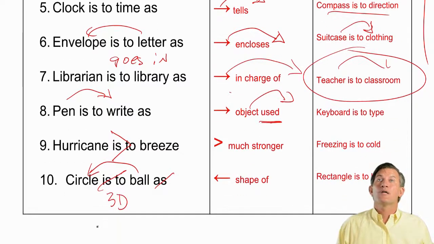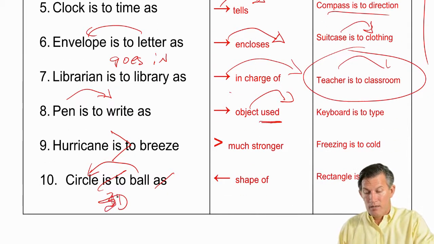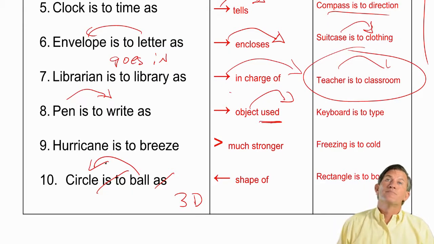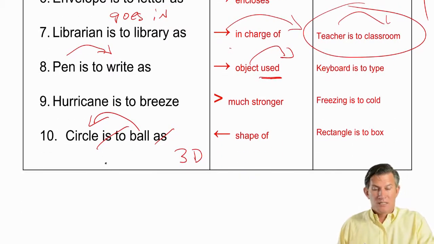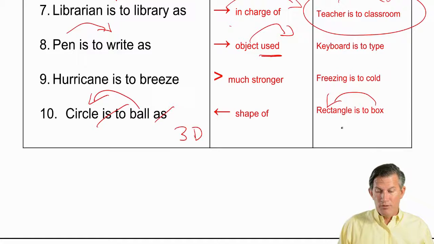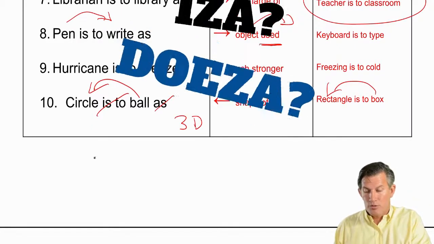Oops, you couldn't see that. Okay, let me try it again. Ready? Okay, 3D, cross out is to and as, write 3D, and a ball is a 3D circle. Boom, and now you know what you're looking for. Is a box a 3D rectangle? Yes, it is. Okay.